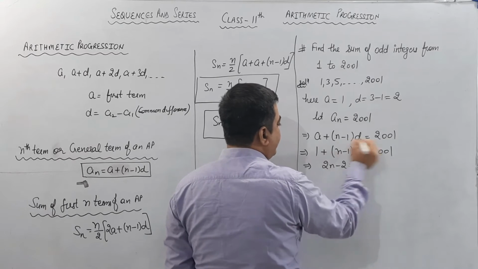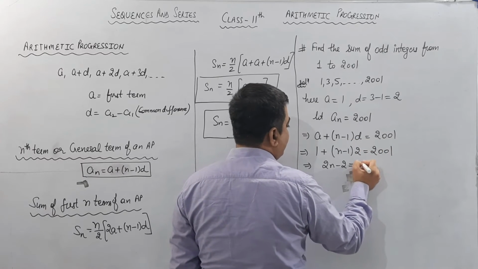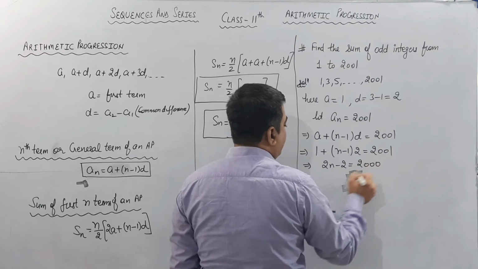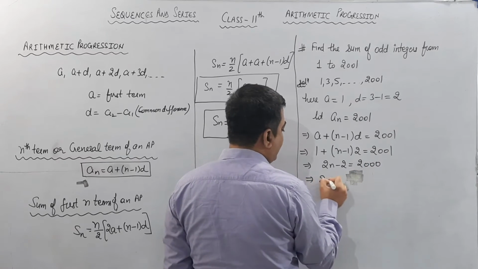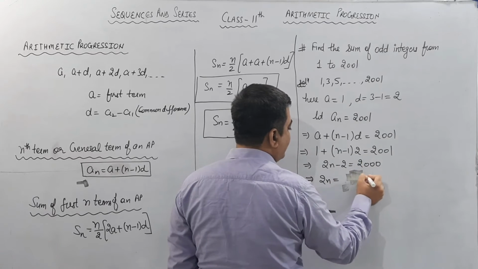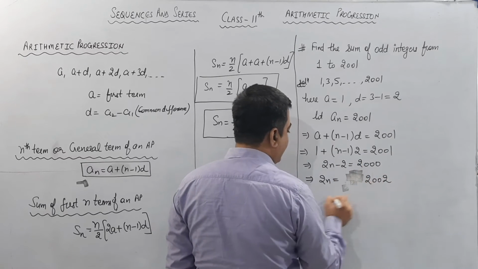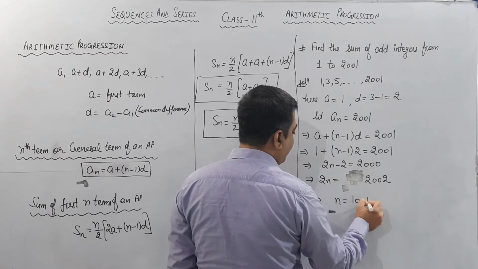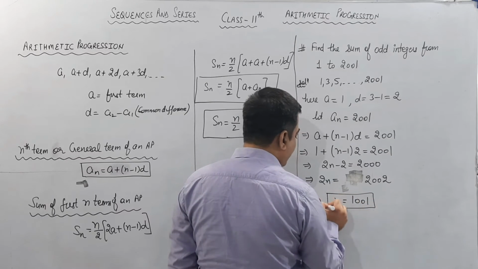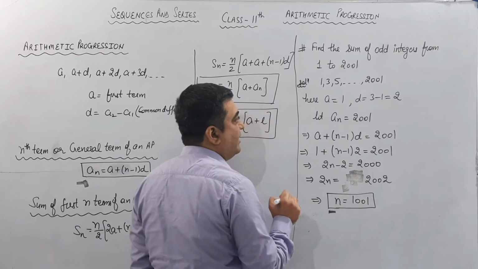2n minus 2 equals 2000 after moving 1 to the RHS, so we get 2001 minus 1. Then 2n equals 2000, and moving 2 to the RHS and adding, we get 2002. Then n is 2002 divided by 2, which is 1001. It means there are 1001 odd terms here.